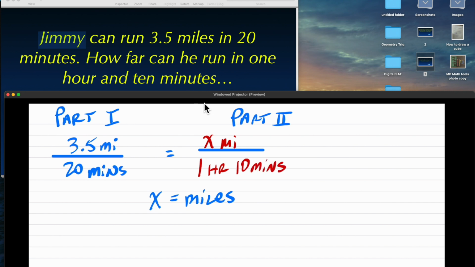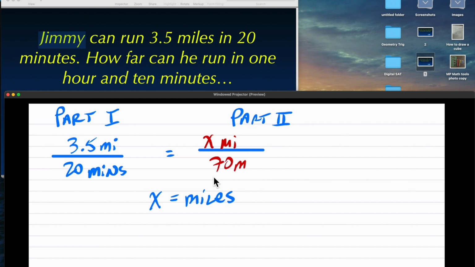Now, folks, we have a problem. These units have to match. Miles and miles matches in the numerator. However, we have minutes here and hours and minutes here. So we need to change this denominator to minutes. We know that 1 hour is 60 minutes, so 60 minutes plus 10 minutes is 70 minutes.